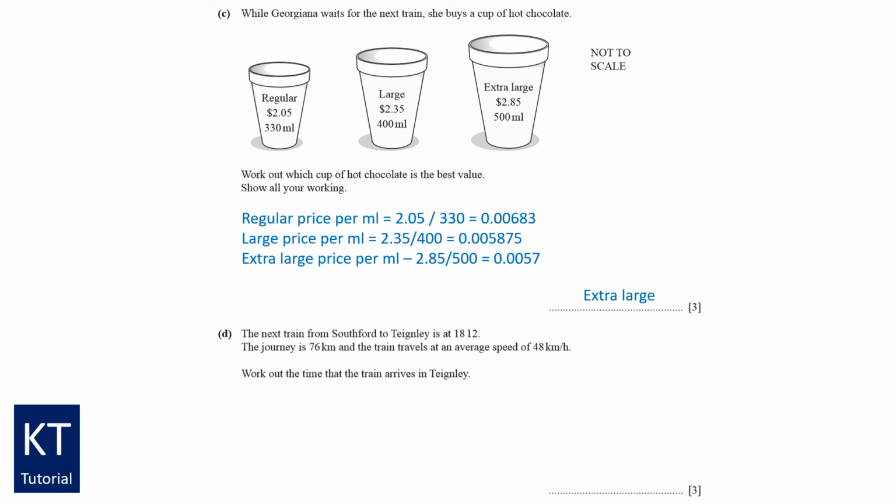Next, the next train from Salford to Tanley is at 18:12. The journey is 76 kilometers and the train travels at an average speed of 48 kilometers per hour. Work out the time that the train arrives in Tanley. By adding the time of the journey to its start time, it arrives at 19:47.